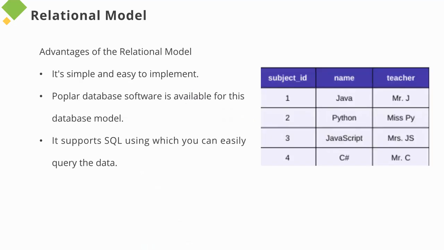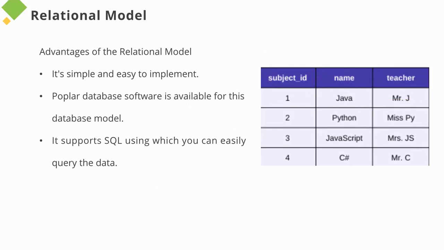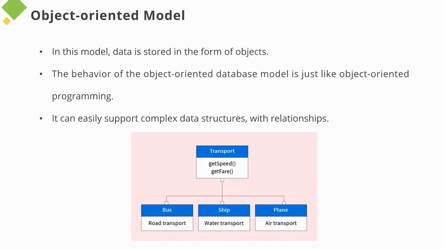So I told you it's a subject ID, what is the subject name, and who is the teacher who is going to teach it. These are called rows and these are called columns. Advantages of the relational model: it's very simple and easy. It's popular database software. It supports SQL, the query language where we can retrieve and easily query the data.